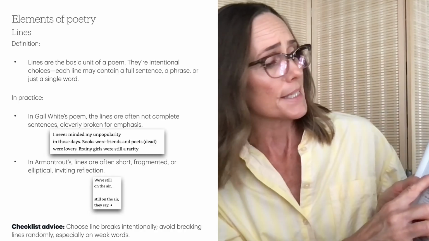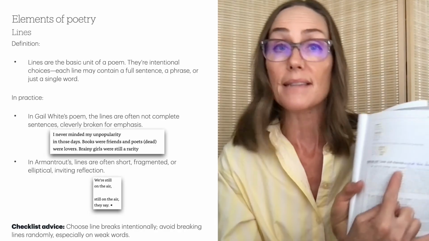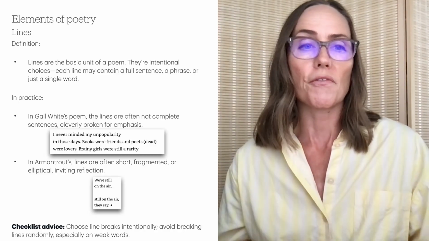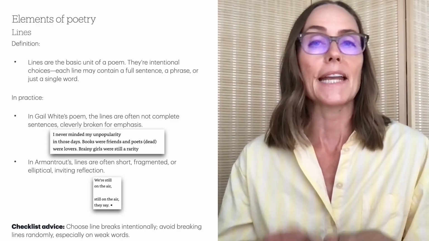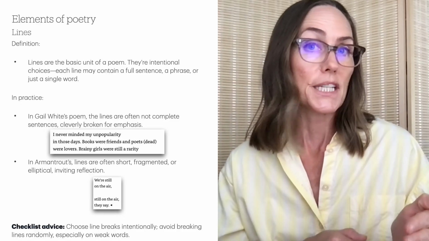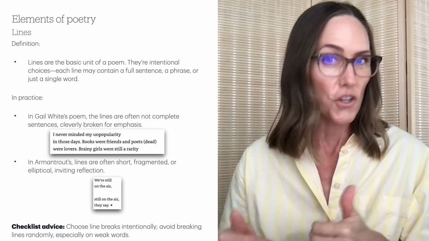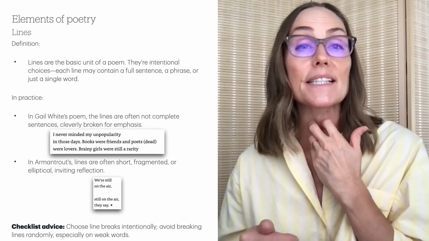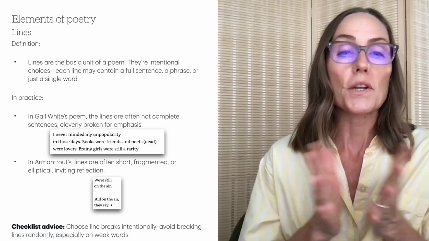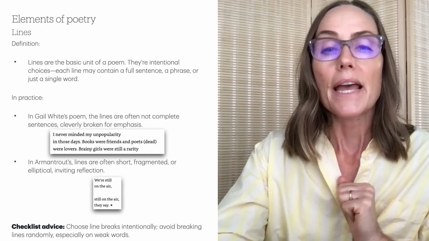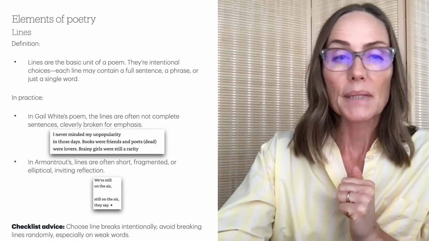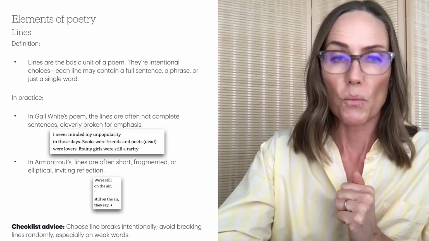So you'll see on the checklist it says, "Do your line endings make sense?" I want you to refer to these checklists a lot. And as I go through this video today, I'm going to be giving you a little summary of checklist advice for each of the topics. The checklist advice for lines is to always choose your line breaks intentionally, avoid breaking your lines randomly, especially if you're breaking them on weak words.